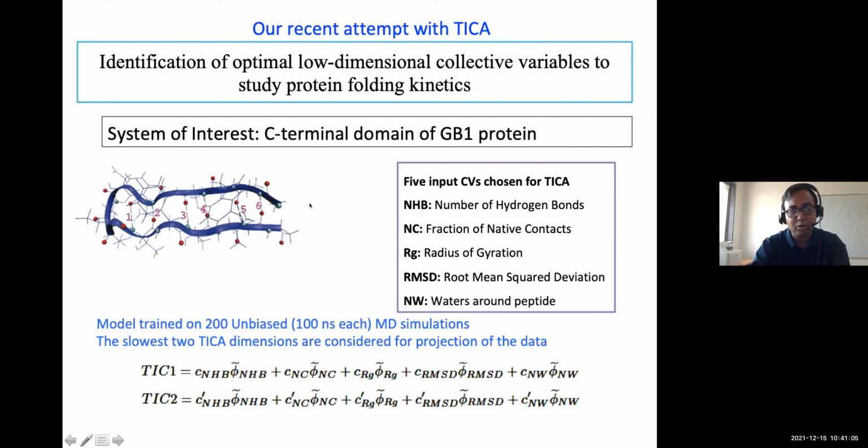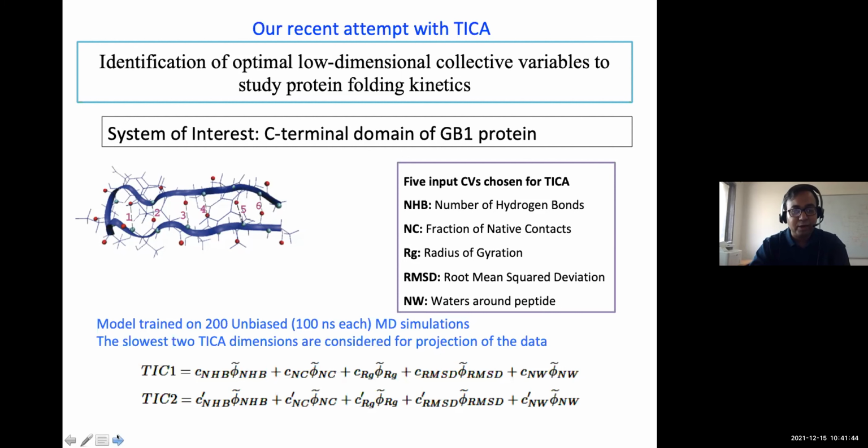Let us say the number of hydrogen bonds that are present here, the number of contacts that you make which are native already in the system, or you can also think about radius of gyration, RMSD, or the number of water molecules. So what we thought is, why don't we think about an optimal collective variable, where we focus on only these 5 candidate CVs, but use this approach of TICA to come up with a linear combination of these collective variables, and project our simulation data on, let us say, the slowest 2 TICA dimensions, so that we can get an idea of how the projection looks. All right, so that was basically the original idea.